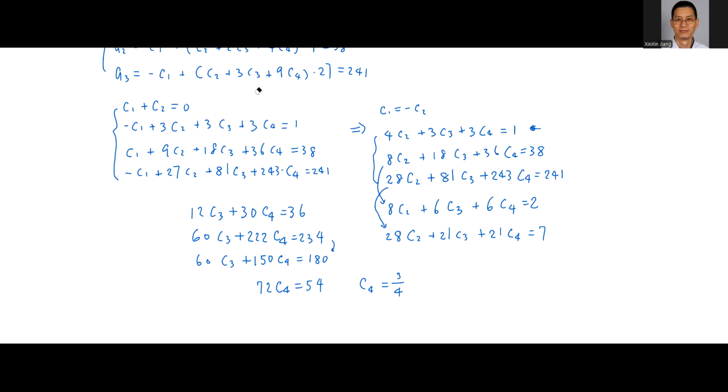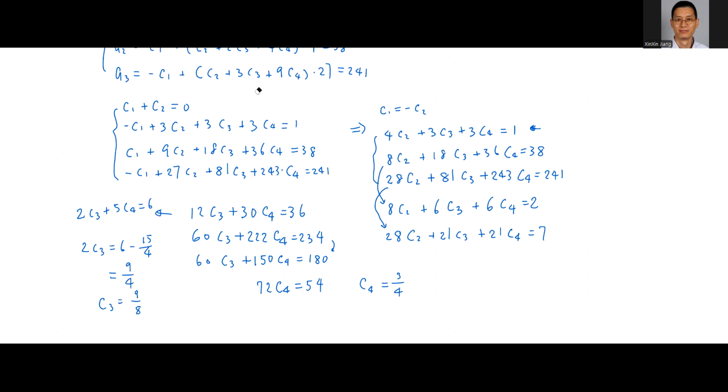Okay, all right, so I have 2C3 plus 5C4 equals 6. And C3, so 2C3 equals 6 minus 5 times C4, so 15 over 4. That's 24, so 9 over 4. C3 equals 9 over 8. All right.